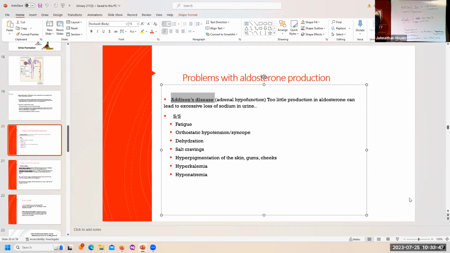Easy peasy. But again, with Addison's disease, the key is, well, what does aldosterone do normally? Now, if I take that out of the picture, what would I likely see? That's how you answer those questions.